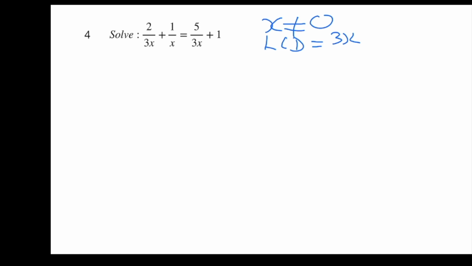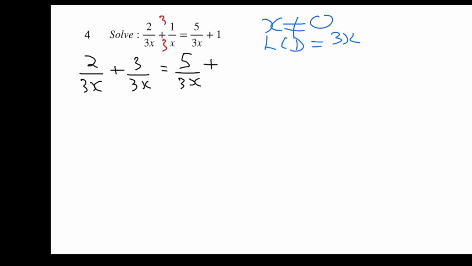So let's now change all our denominators into 3x. The first one is okay like that. The second one, we will need to multiply by 3. So multiply the denominator by 3 and multiply the numerator by 3 as well to get 3 over 3x. 5 over 3x is already using 3x, so we keep it as it is.